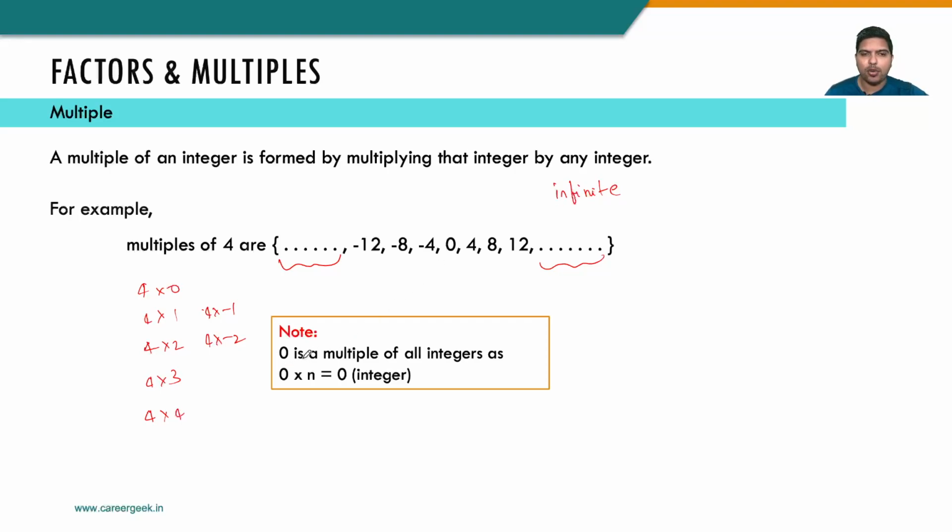Okay, 0 is a multiple of all integers, isn't it? Any number you multiply by 0, you get 0, right? Irrespective of this number n. So that's why 0 is a multiple of all numbers. The same way we have seen 1 is a divisor of all numbers. Any number you divide by 1, you get the same number, right? You get an integer basically. So you can remember this: 1 is a universal divisor, 0 is a universal multiple, right?